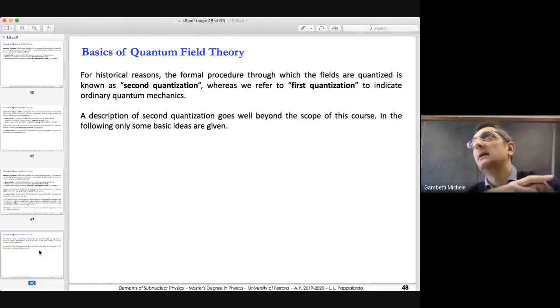Now, for historical reasons, the procedure through which the fields are quantized is known as second quantization, whereas we refer to the first quantization to indicate ordinary quantum mechanics. A description of the second quantization goes beyond this course. You will find it in a course on quantum field theory, like the one by Moretti. What I will give you in the next slides is just some basic ideas, so try to follow the main ideas and don't get lost in the details. It's just to give an idea of how quantum field theory works, and then we'll move on.